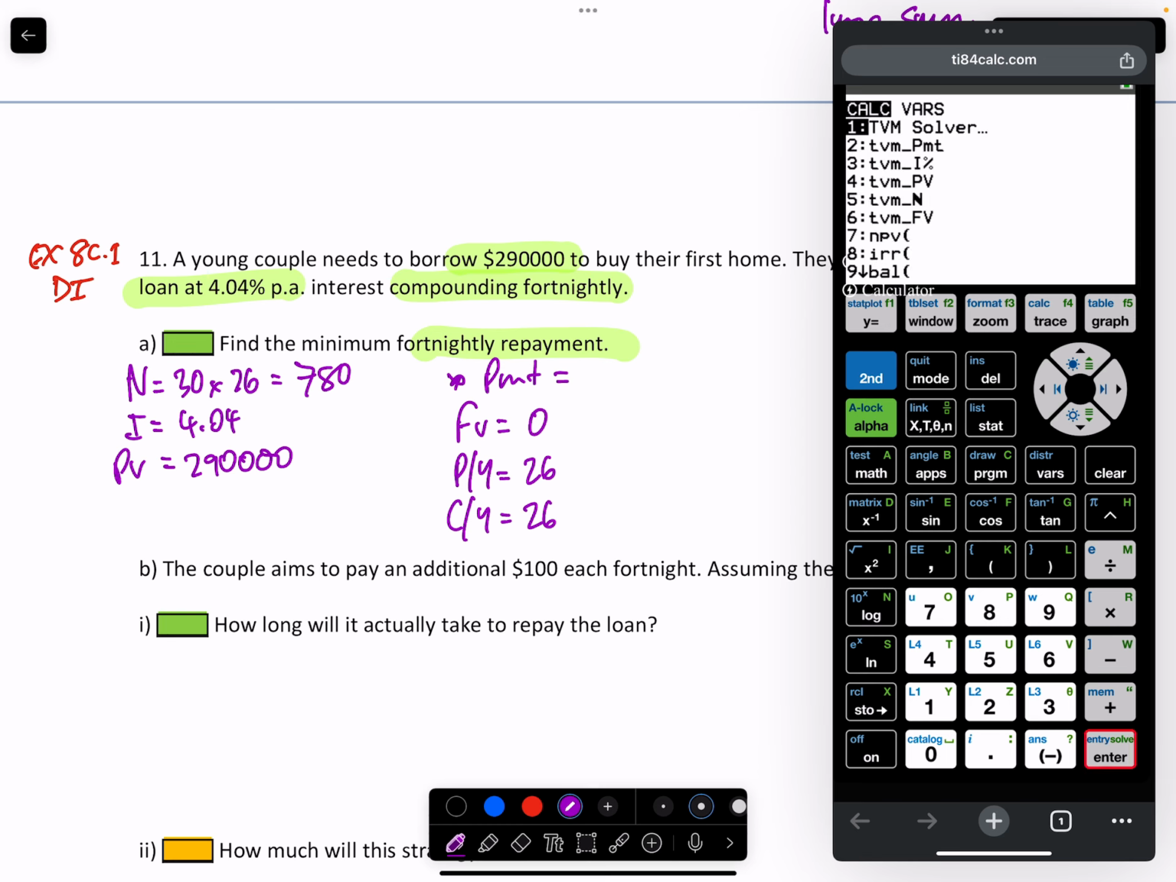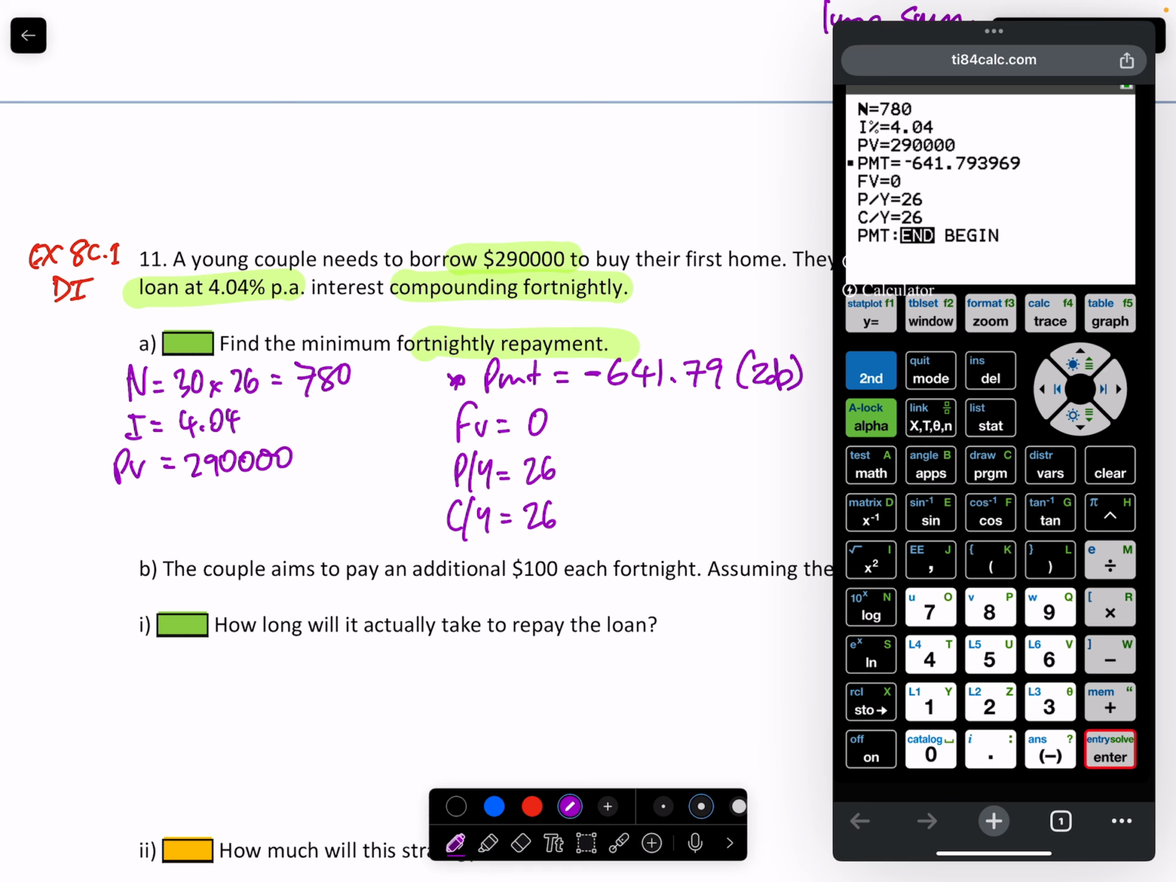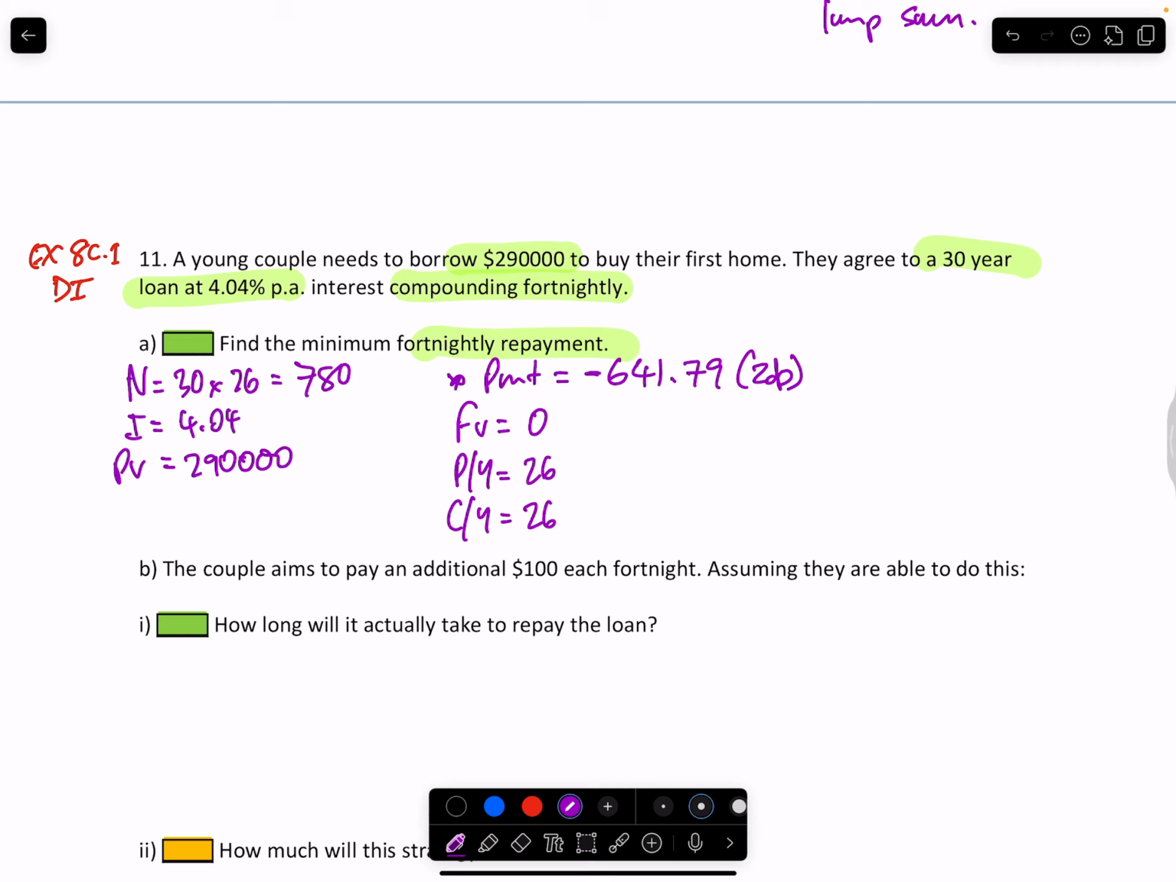Apps, finance, TVM, 780, 4.04, 290,000, 26, 26, alpha enter, negative 641.79 to 2dp. So that should be the monthly repayments, I believe. Therefore, 641.79, not monthly, fortnightly.